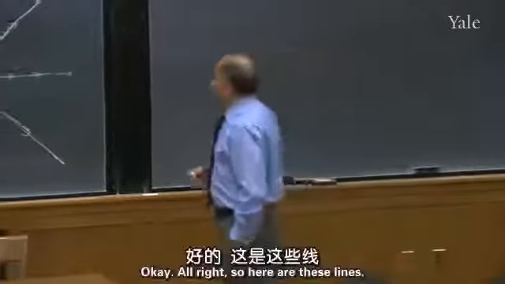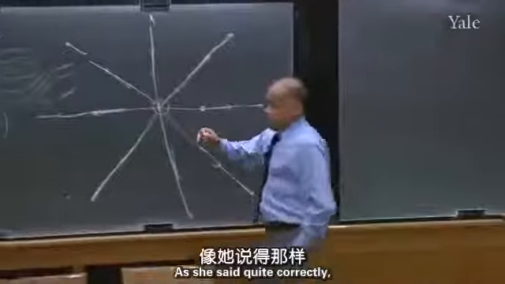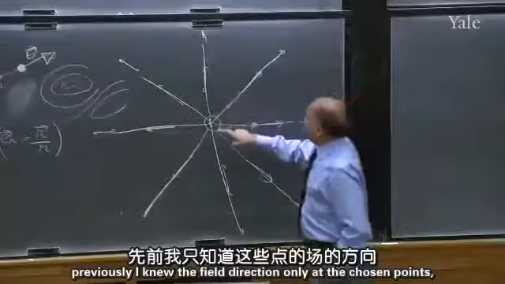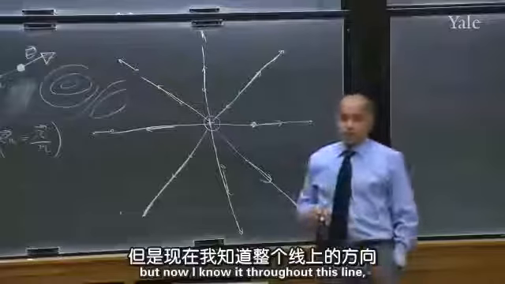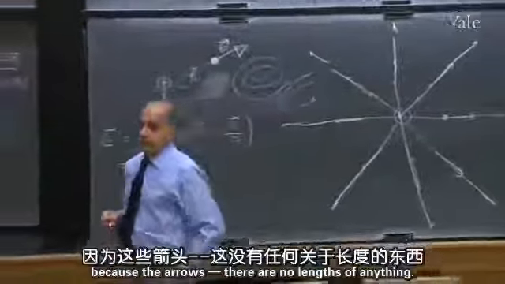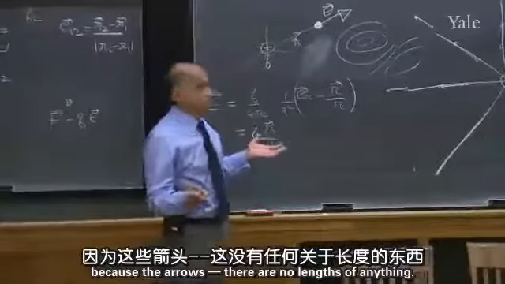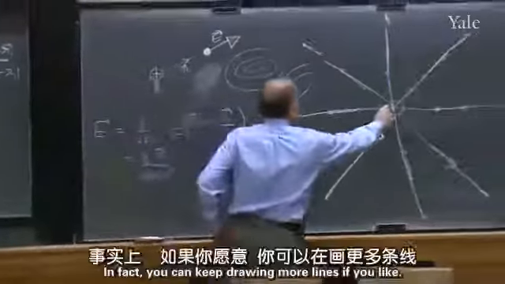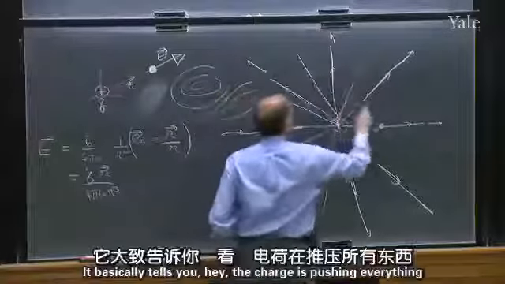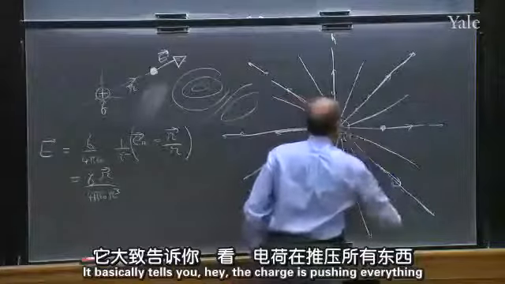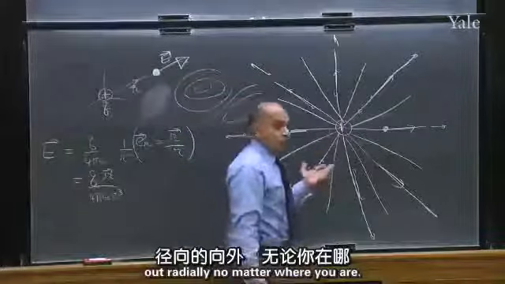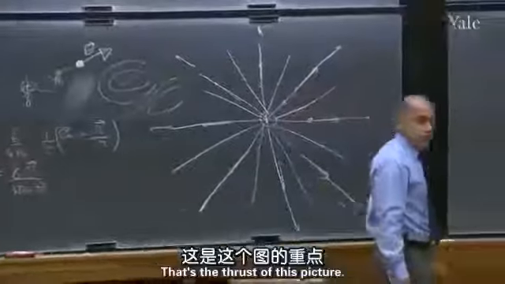Okay. All right, so here are these lines. As you said quite correctly, previously I knew the field direction only at the chosen points, but now I know it throughout this line. But I've lost information on the magnitude of the field, because these arrows don't have any length. In fact, you can keep drawing more lines if you like. They go like that in all directions. It basically tells you, hey, the charge is pushing everything out radially, no matter where you are. That's the thrust of this picture.